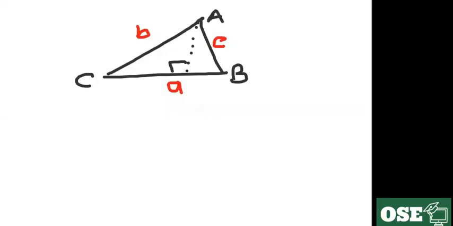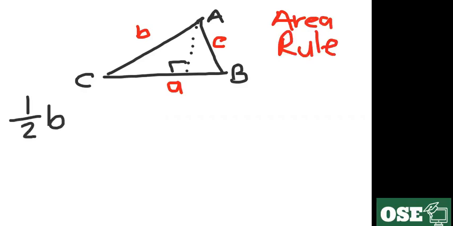So this rule is fairly easy, right? Remember, the area of a triangle is half the base times the perpendicular height. Sorry, I forgot to write H.